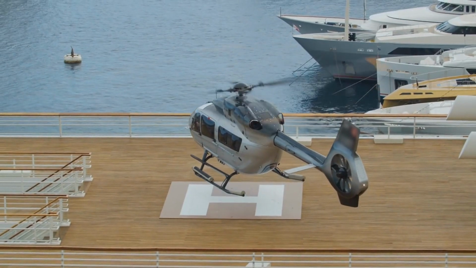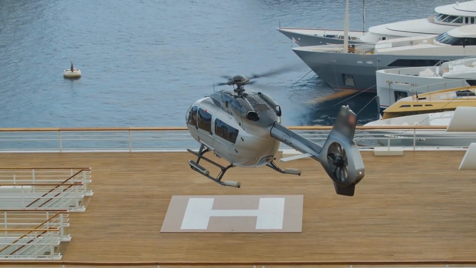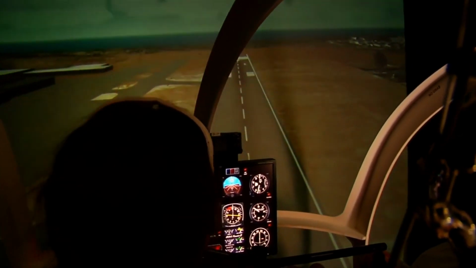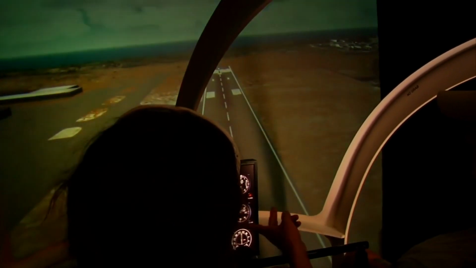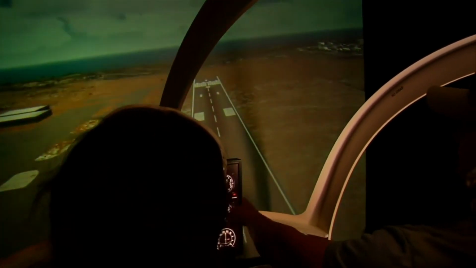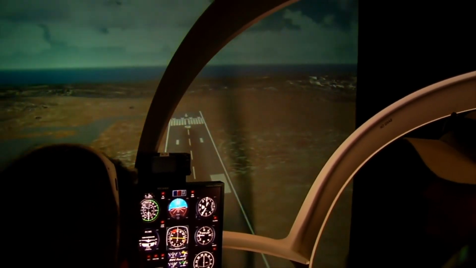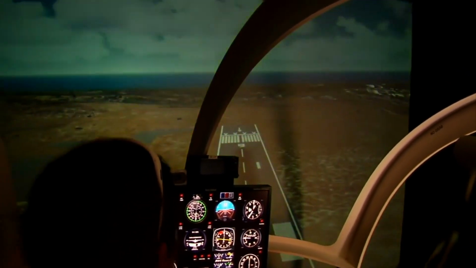Yet, even in these dances of the sky, common errors loom. Exaggerated cyclic movements, improper anti-torque pedal control, failure to maintain desired hovering height, negligence of proper RPM, and overlooking the need for a clear area prior to the maneuver can disrupt the fluidity of the performance.